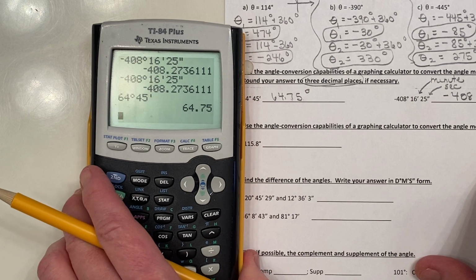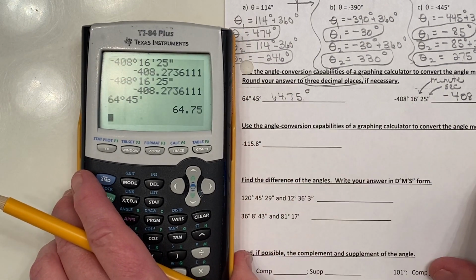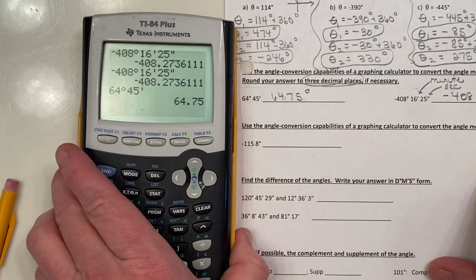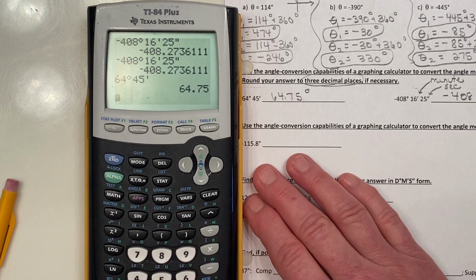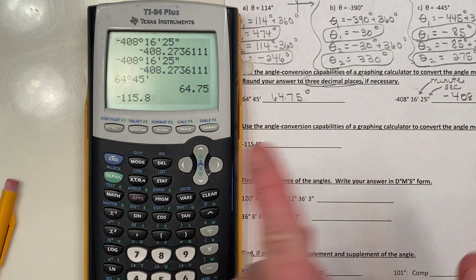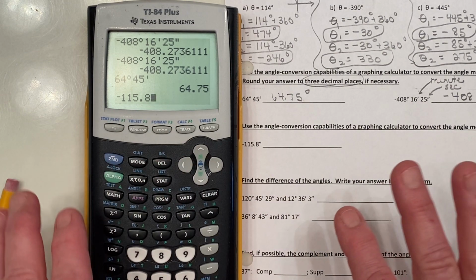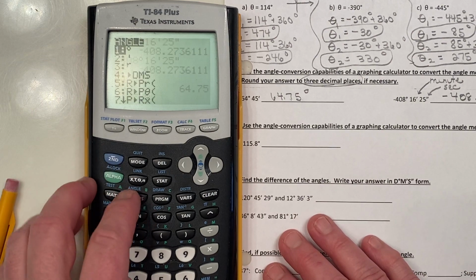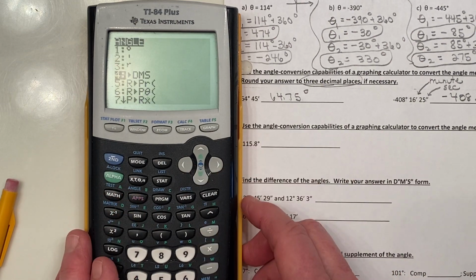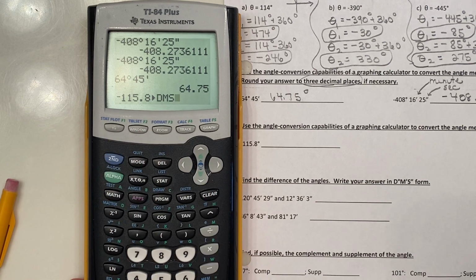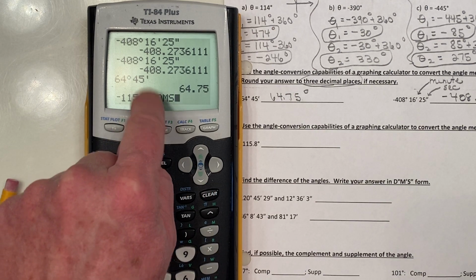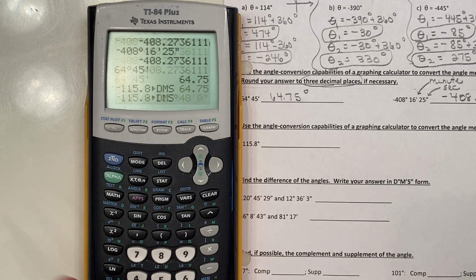All right, let's convert this degree angle measure to degree minute second. So same thing. I'm going to take -115.8. Now for this conversion, don't worry about putting the degree symbol on it. It's not necessary. Let's go back to second apps, and notice option 4 is to change the arrow to degree, minute, second. So you don't need the degree symbol here. I wouldn't put it here.